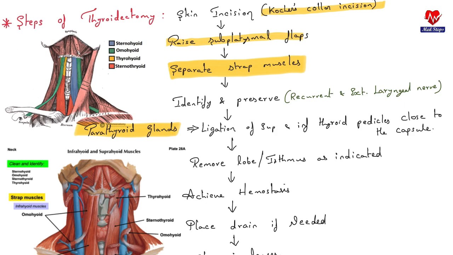Next we have to remove the lobe or isthmus based on the surgery indicated. Then we have to achieve hemostasis, place a drain if needed, and close in layers. So these are the steps of thyroidectomy. These steps are very important in the OSCE station.